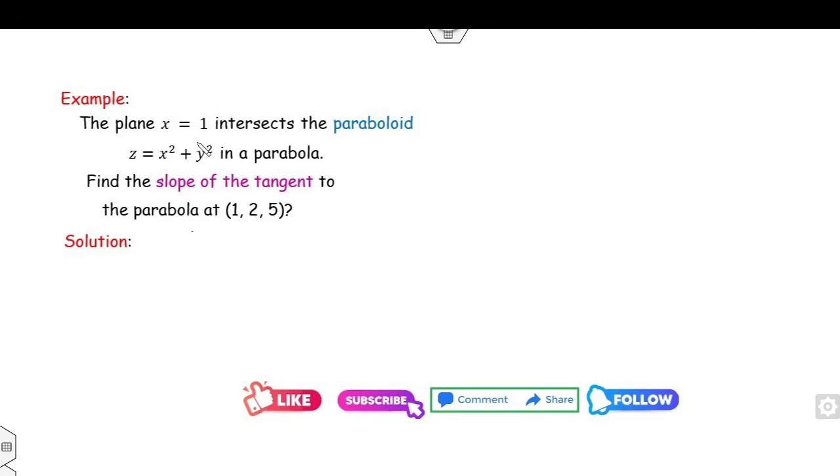The plane x is equal to 1 intersects the paraboloid z is equal to x square plus y square. Then your target is to find the slope. Slope means del z upon, now since x is equal to 1, that is my constant value, your target is to find the slope del z upon del y. So can you find the value of this? Your slope is del z upon del y.